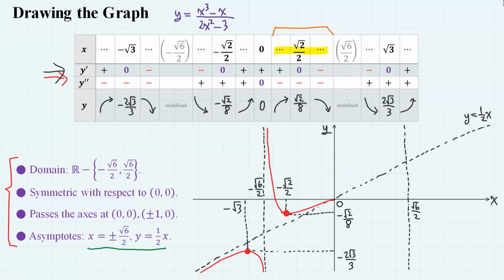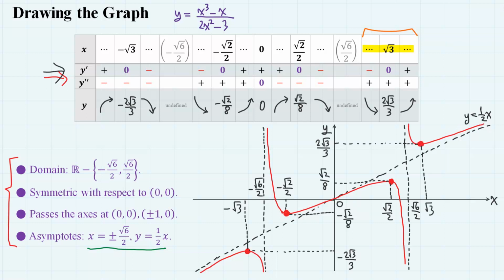And it's essentially the same process. So the graph increases, then decreases all the way down to negative infinity. And as you can see, the graph is concave now, because that's what we've obtained from the second derivative. And this is the local maximum point, square root of 2 over 2, square root of 2 over 8. And finally, we have this graph, again approaching the asymptote y equals 1 over 2 x as x goes to infinity. And this is the local minimum point, square root of 3, 2 square root of 3 over 3.